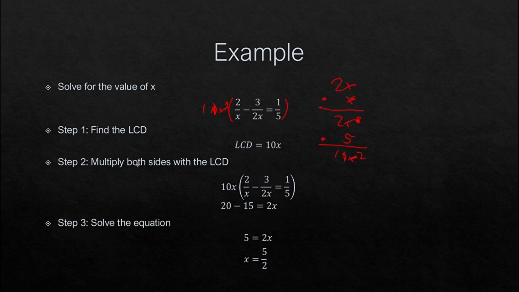Step 2, multiply both sides by the LCD or 10x. 10x times 2 is 20x, divided by x equals 20. 10x times 3 is 30x divided by 2x is 15. 10x times 1 is 10x divided by 5 is 2x. Solve the equation. Mahanap na natin ang final answer. So x is equal to 5 over 2.